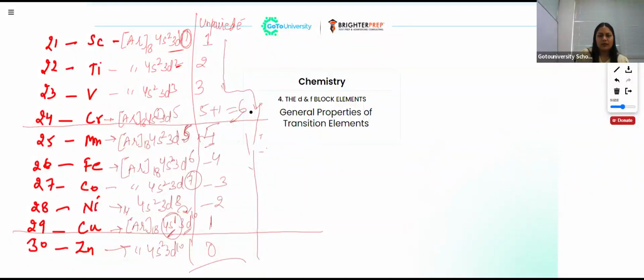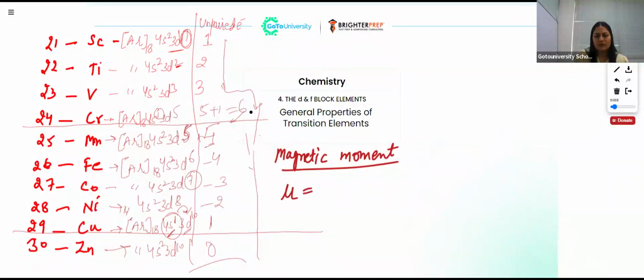Now let me tell you how we calculate, using these unpaired electrons, the magnetic moment, or say magnetic behavior of these transition elements. For magnetic moment, we use this formula: mu is equal to the square root of n times n plus 2. Remember this. These unpaired electrons can be represented as n.